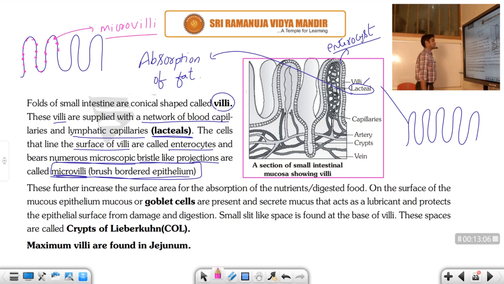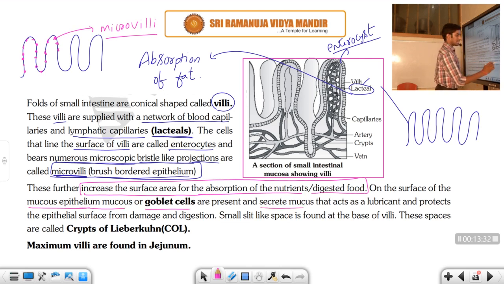So this microvilli is made up of the brush border epithelium, right student? What does it do? It increases the surface area for the absorption of nutrients and digested food. So this is the action of villi and microvilli. Next, on the surface of the mucous epithelium, goblet cells are present and secrete mucus that acts as a lubricant and protects the epithelium surface from damage and digestion.